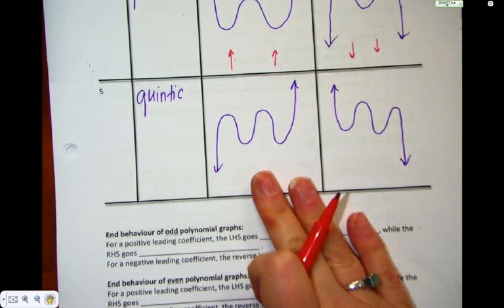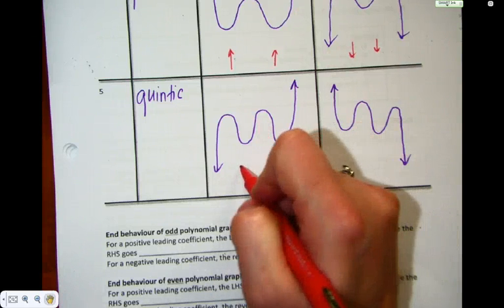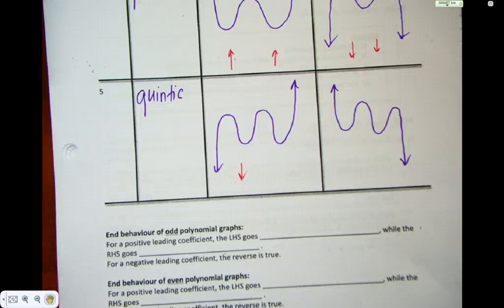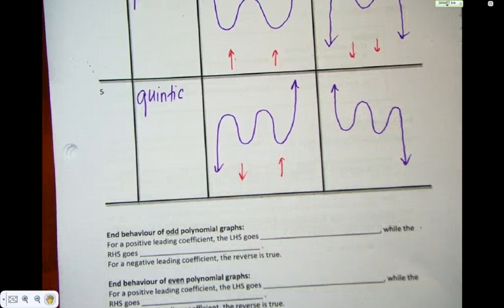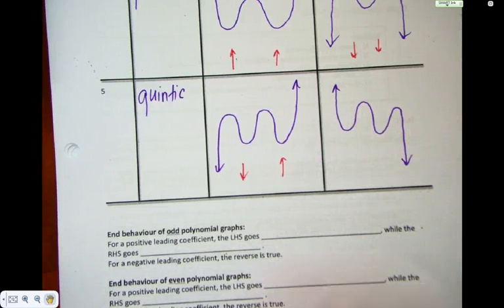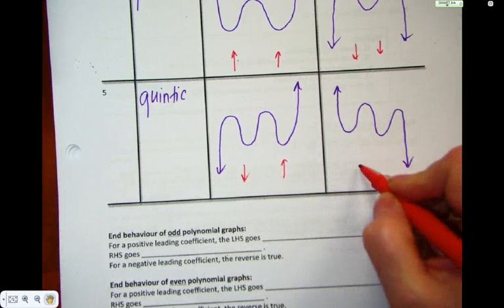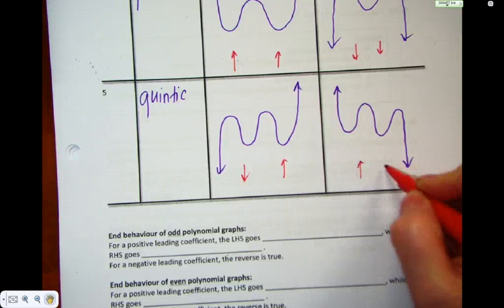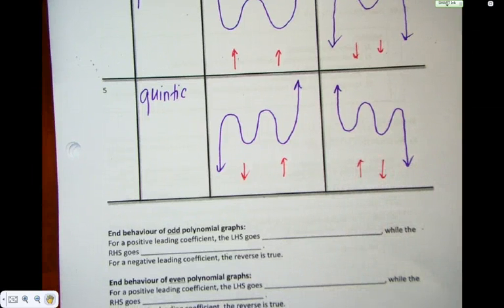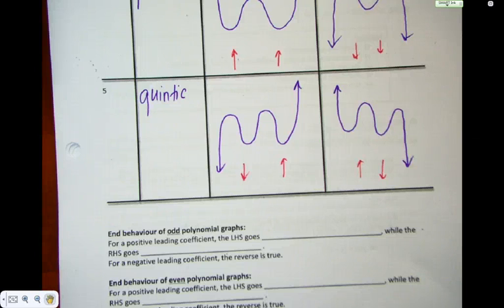End behavior on the positive leading coefficient. Left goes down, right goes up. Does that follow our pattern? So flip back and look at, we said the linear and the cubic should be the same. Does it follow our pattern? Okay, what about our negative leading coefficient? Up and then down. Check if that follows our pattern.